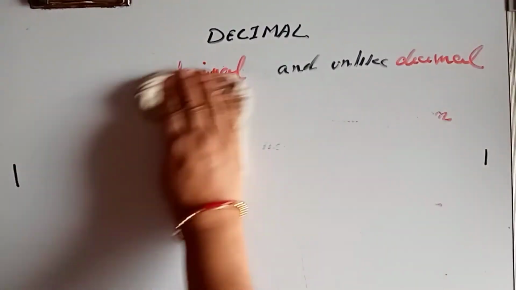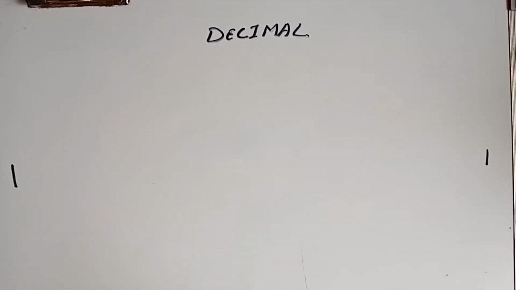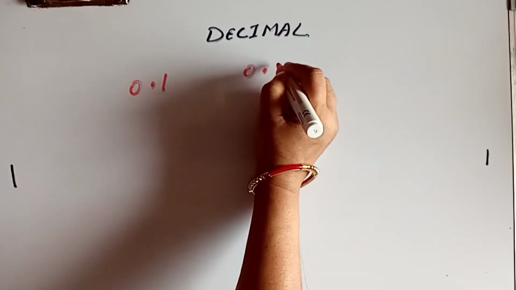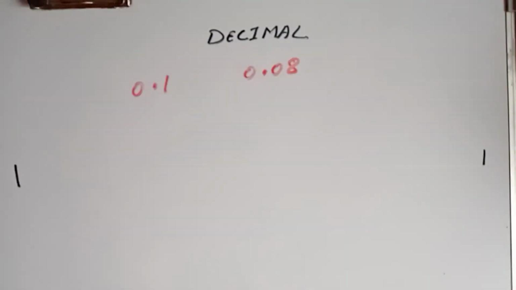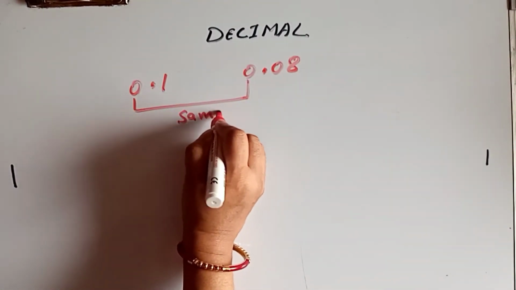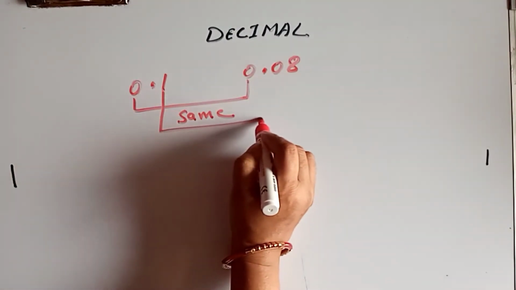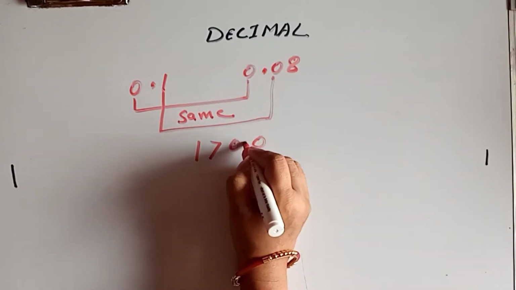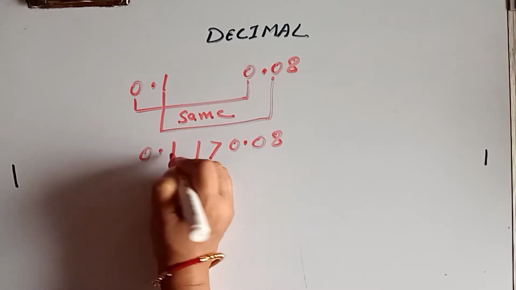Okay, the next thing now, here suppose it is 0.1 and here it is 0.08. Now here see the first digits are same. So now we will see the second digit. Now 1 and 0, which one is bigger? 1 is bigger. That means 0.08 is smaller and 0.1 is bigger.